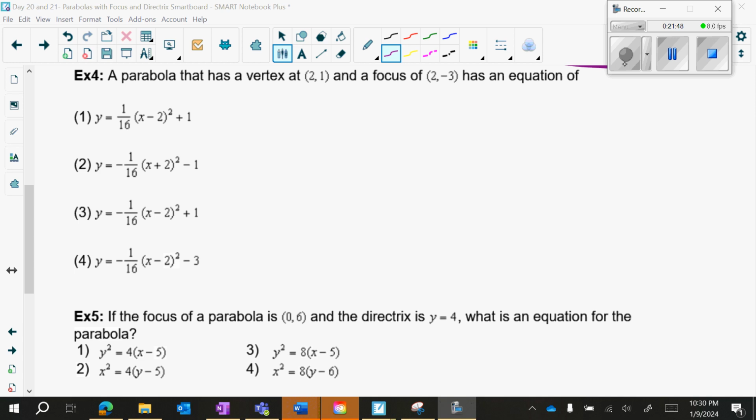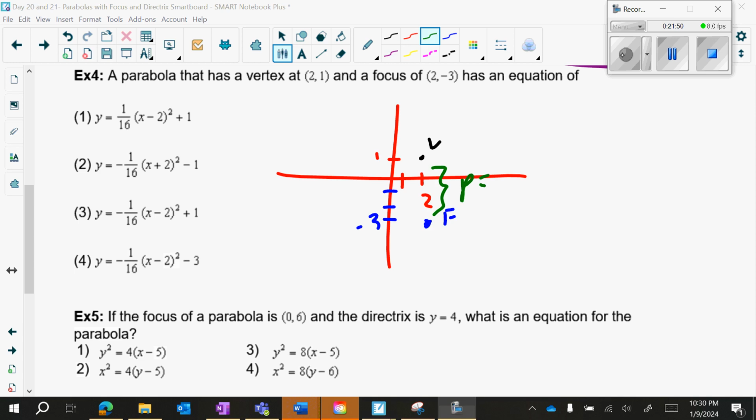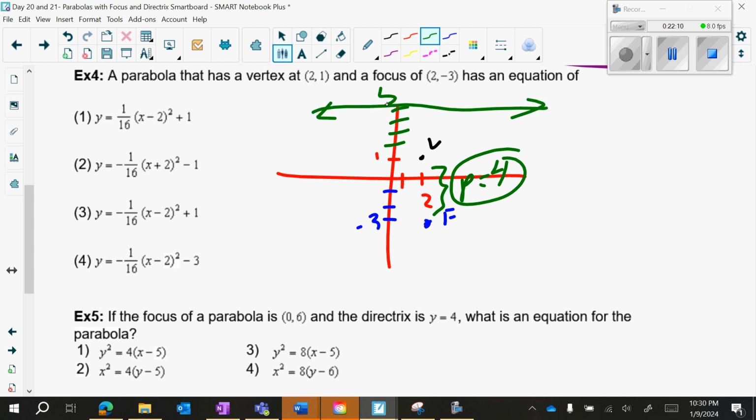Pause the video here. Okay, so I'm hoping you started to draw this and you labeled V for vertex and F for focus. I'm hoping you counted the number of units from V to F and realized that it's actually 4 units. P equals 4. So if you did that, great job. Now go 4 units up from the vertex. And 4 units up from 1 is 5. So your directrix should be y equals 5.